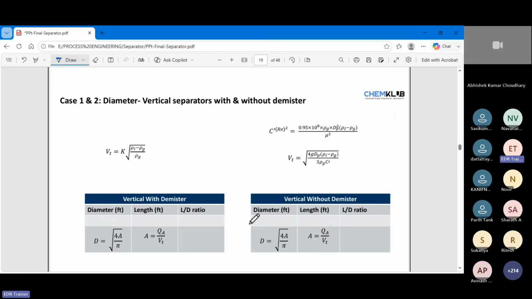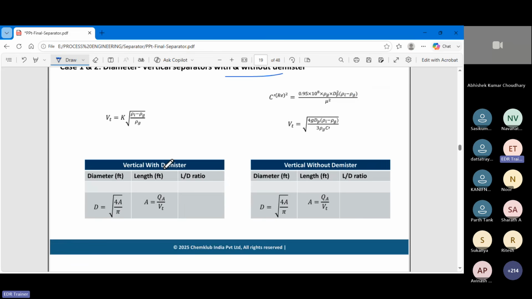Now, how to calculate the diameter of the vertical separator without a demister pad? With and without, both need to be calculated. If you have a demister pad, we have a terminal velocity, we have a K value, density of the liquid and density of the gas. You can calculate the area first, then the diameter according to the requirement. Then you can calculate the length too.